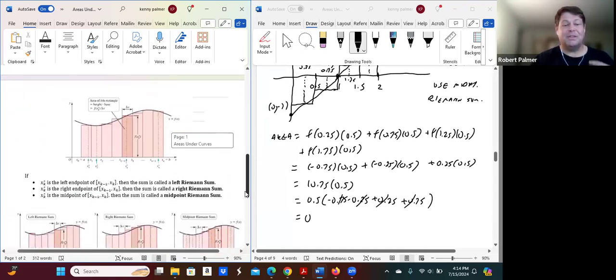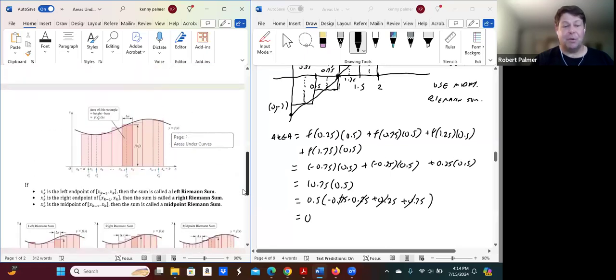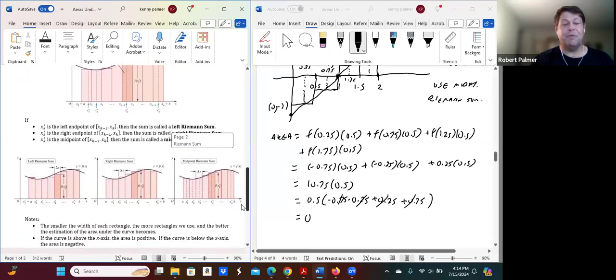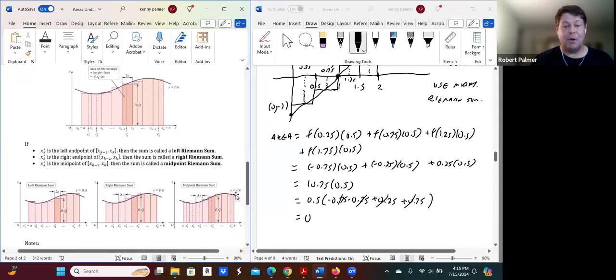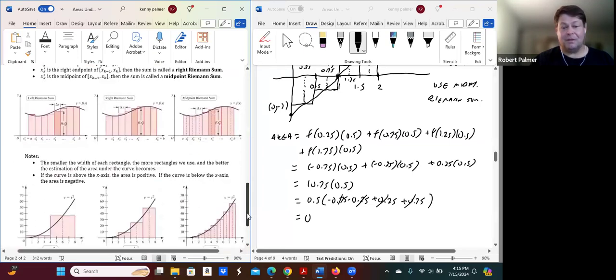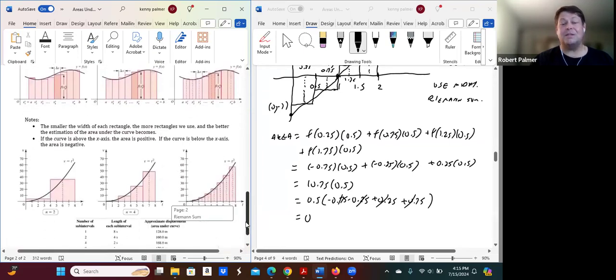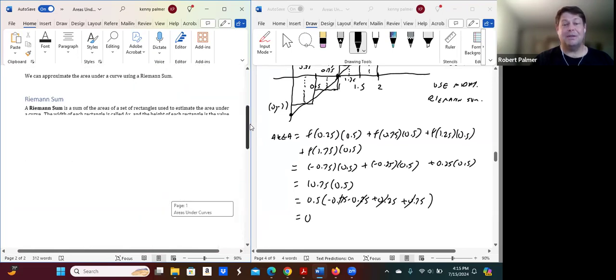We showed that you can essentially take your height for each rectangle anywhere in your subinterval, anywhere in the width of your rectangle. The most common ones, though, are once again the left, right, and midpoint Riemann sums. Then we also talked about how if the curve is below the x-axis, that's a negative area, and also the more rectangles you use, the more accurate your estimate is.